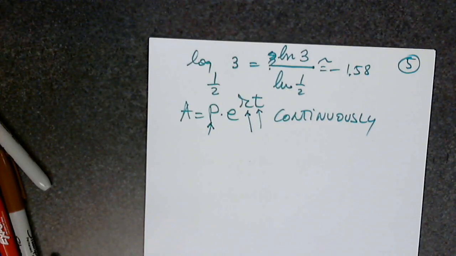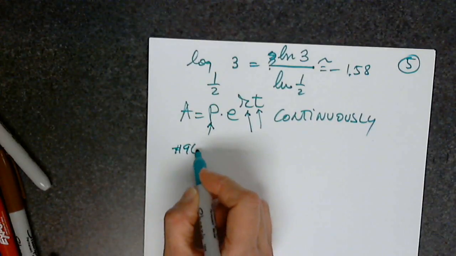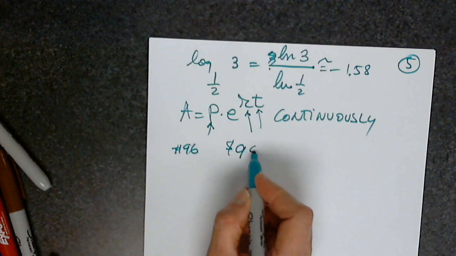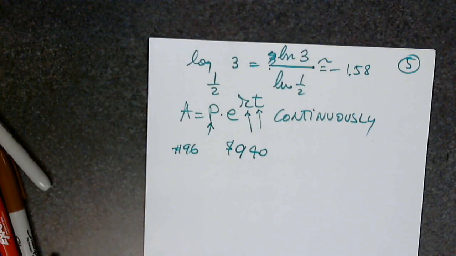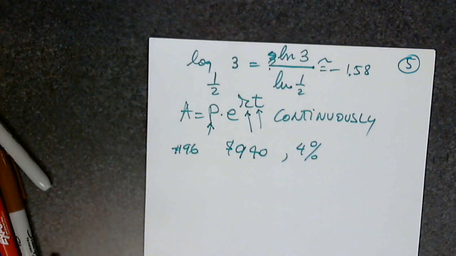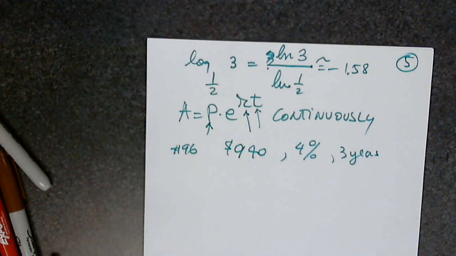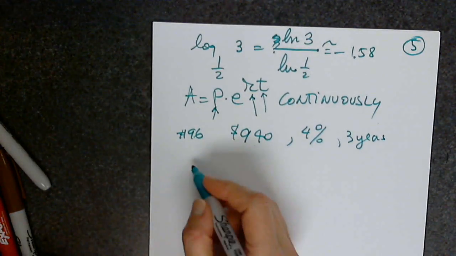Find the amount to which an investment, and this is problem 96. An investment of $940 grows if it is invested at 4%, compounded continuously for 3 years. What will be the formula in this case?